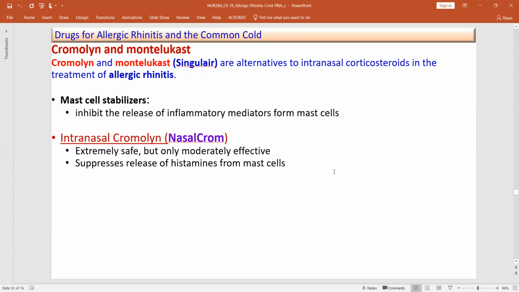The intranasal cromolyn, the nasal cromolyn, is a safe drug. It has a moderate effect compared to others, like Singulair, for example. It's best used for prophylaxis, not for treatment. And the response may take up to 1 to 2 weeks to develop.